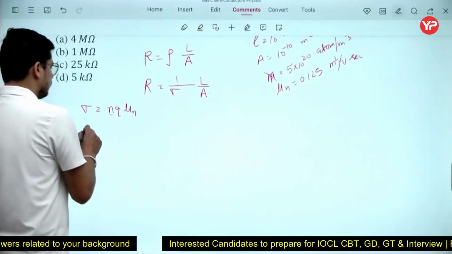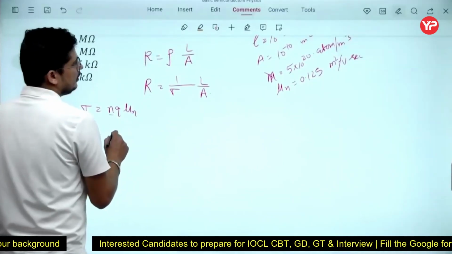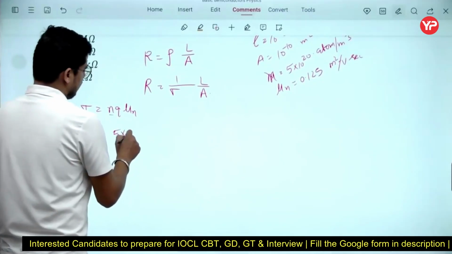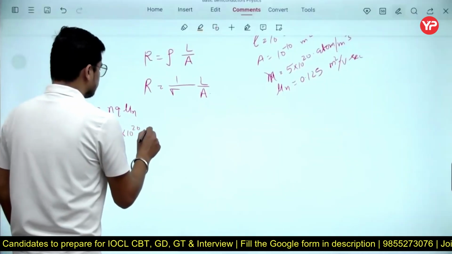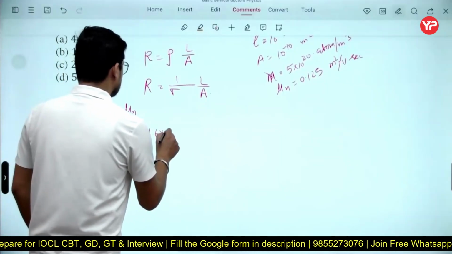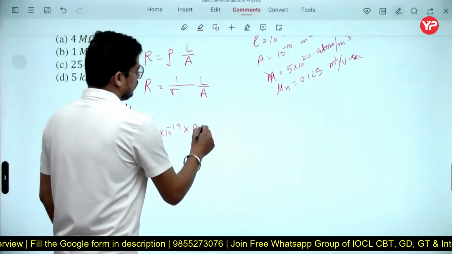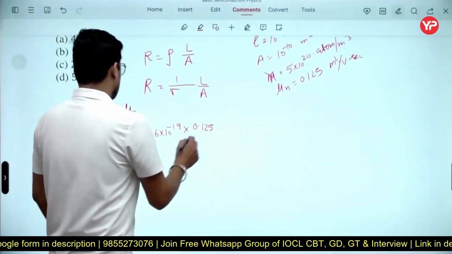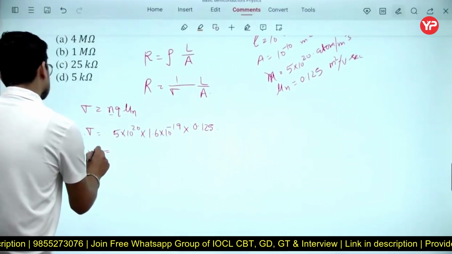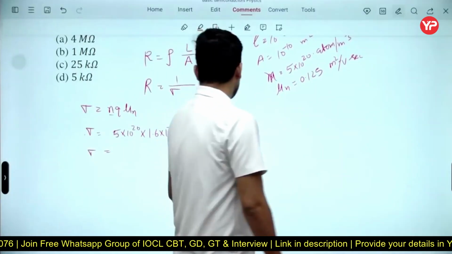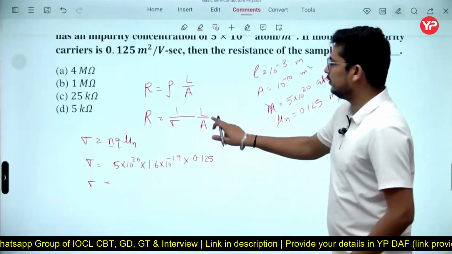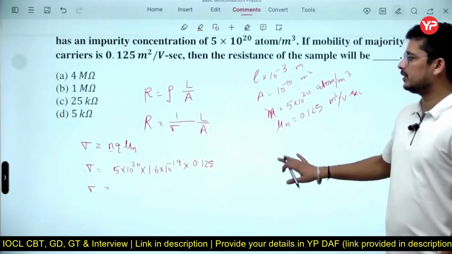So if I use that to calculate sigma, the n value is given to you as 5 into 10 raised to power 20. Charge on electron is 1.6 into 10 raised to power minus 19, and mobility is given to you as 0.125. How much are we getting by solving this sigma? Check it and let me know. Then replace that sigma value into that formula and calculate the value of resistance. Do it.